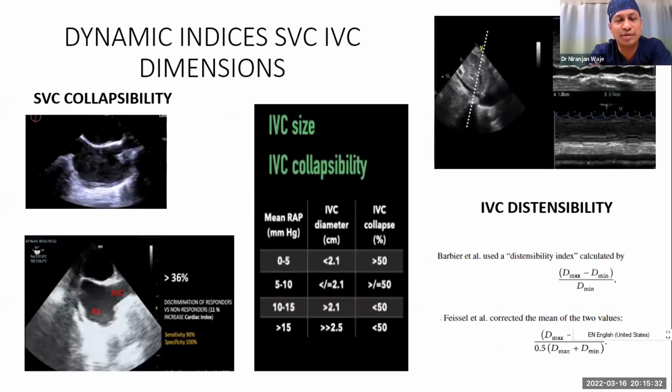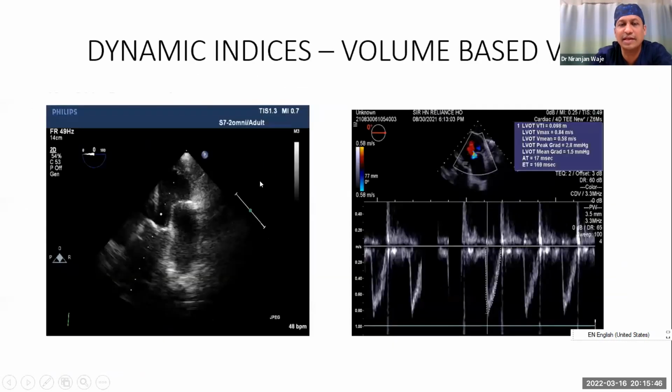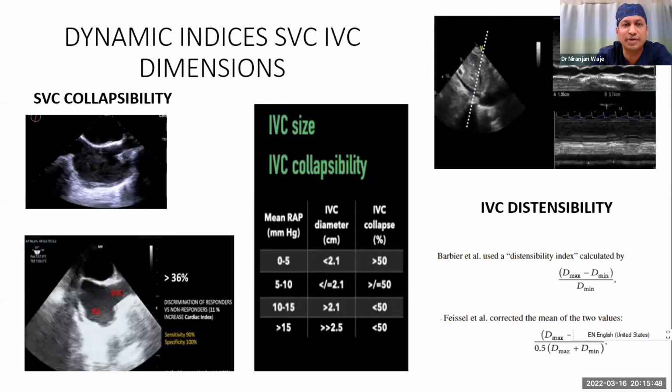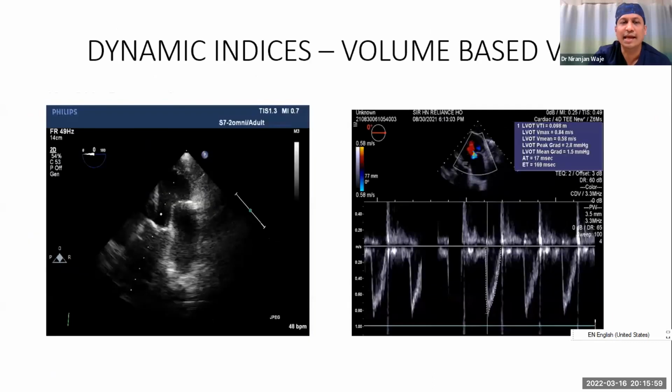So if the patient is not in sinus rhythm or is spontaneously breathing, we can use echo to our advantage. This is the formula of dynamic indices, as I mentioned before, of the SVC collapsibility index and the IVC distensibility index. Echo can provide similar dynamic indices.